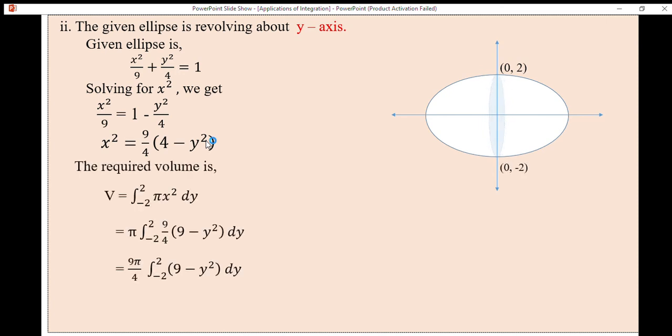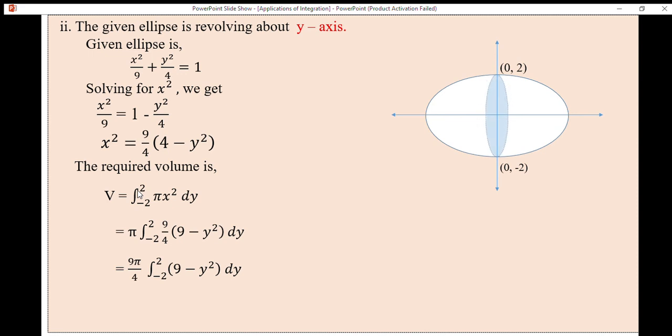So the simplification of x square: x square upon 9 is equal to 1 minus y square by 4. As we have to solve for x square, the 9 gets cross multiplied with the right hand side and shifts there. Cross multiplication is done for these two terms, 4 minus y square upon 4. That 4 comes out of the bracket, and the bracket is 4 minus y square. And therefore the required volume, by using the formula, is the integration of pi x square dy.